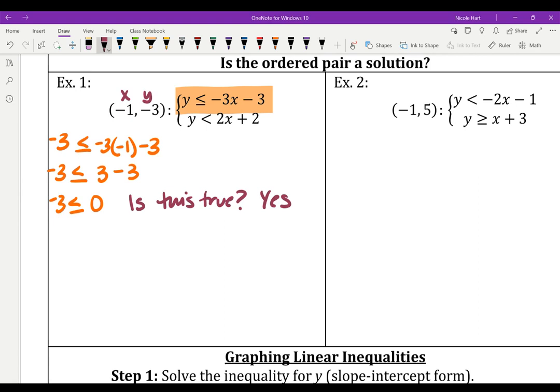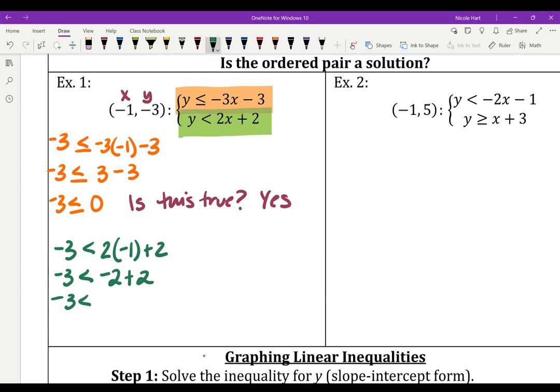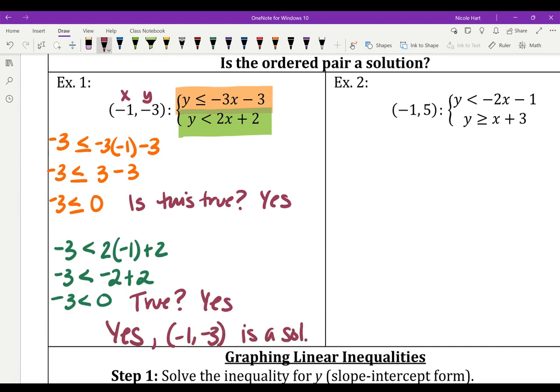But then we have to do this again for the second equation. So I'm going to take the second equation, which is y is less than 2x plus 2. And I'm going to plug in x and y again. So we have -3 is less than 2 times x, so 2 times -1 plus 2. -3 is less than 2 times -1 is -2 plus 2. -3 is less than -2 plus 2 is 0. So it is saying -3 is less than 0. That is also true. So we are going to say, yes, this is a solution. So yes, -1, -3 is a solution. And I'm just going to say SOL for solution.